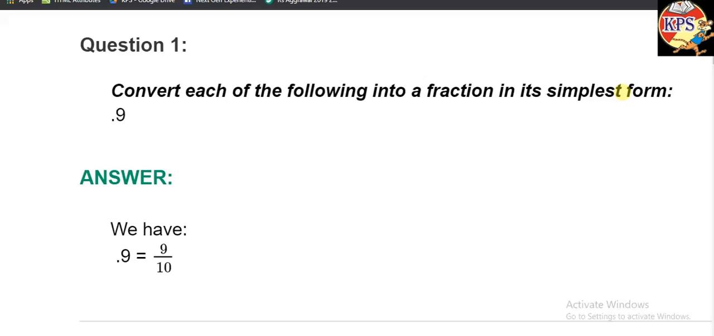And in exercise 7b, you can see your first question is given: convert each of the following into a fraction in its simplest form. So you have to convert each decimal into a fraction in its simplest form. So how will you solve?